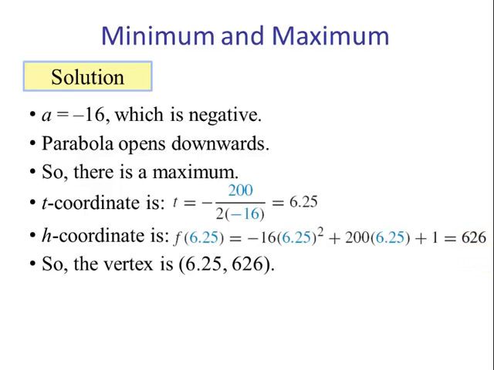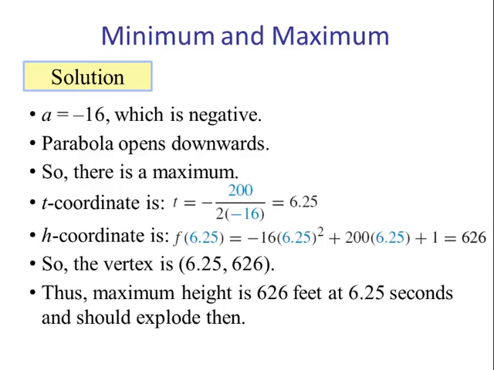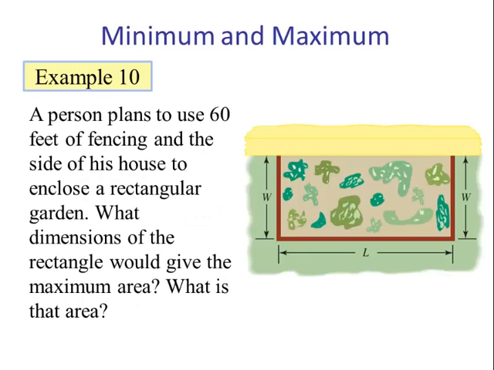So the vertex is 6.25. That gives us the time, and the height is 626 feet. So this maximum height will happen at 6.25, and that's when it should explode, and it will explode at a height of 626 feet.